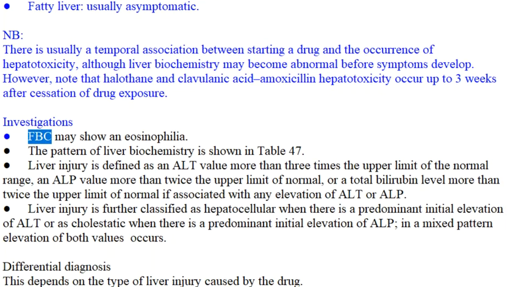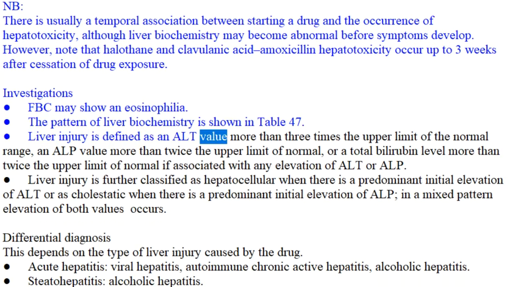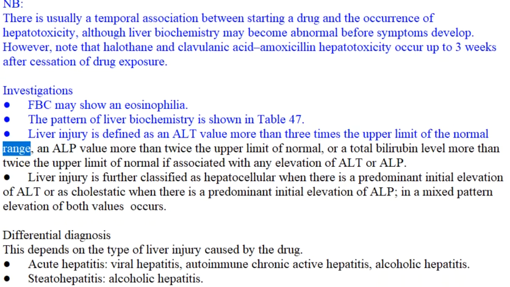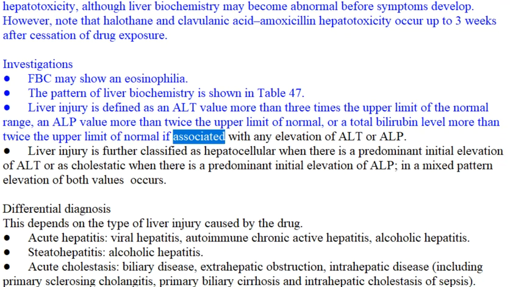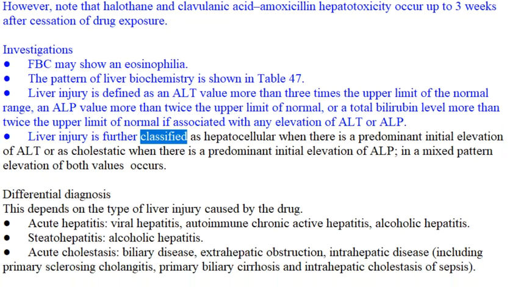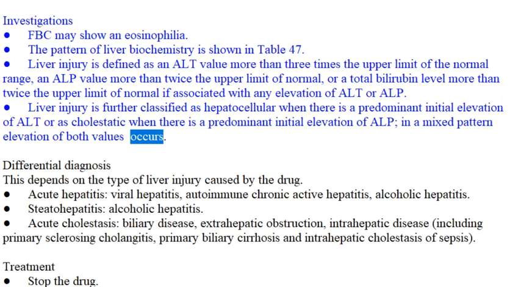Investigations. FBC may show an eosinophilia. The pattern of liver biochemistry is shown in Table 47. Liver injury is defined as an ALT value more than 3 times the upper limit of the normal range, an ALP value more than twice the upper limit of normal, or a total bilirubin level more than twice the upper limit of normal if associated with any elevation of ALT or ALP. Liver injury is further classified as hepatocellular when there is a predominant initial elevation of ALT or as cholestatic when there is a predominant initial elevation of ALP. In a mixed pattern, elevation of both values occurs.